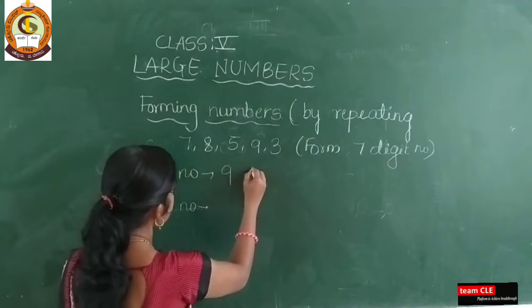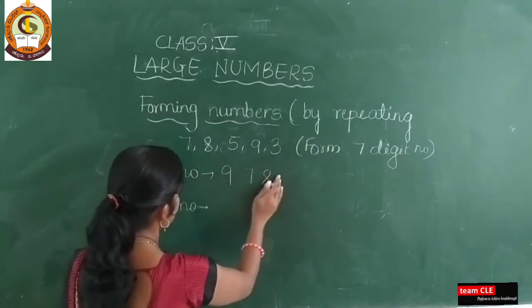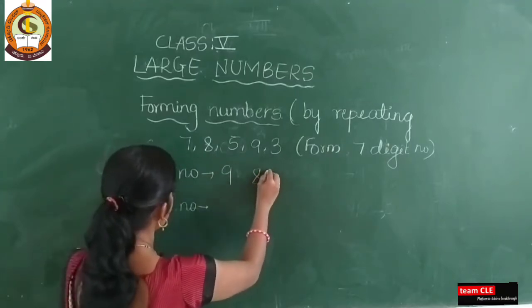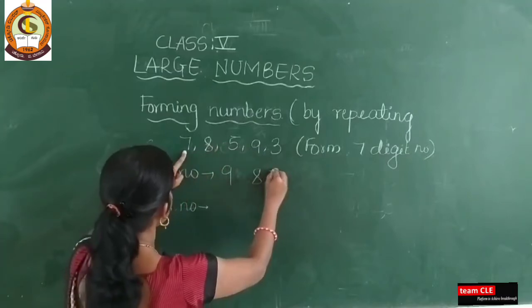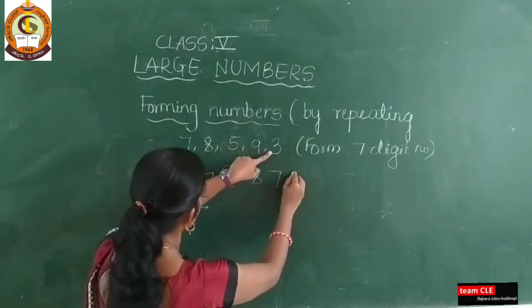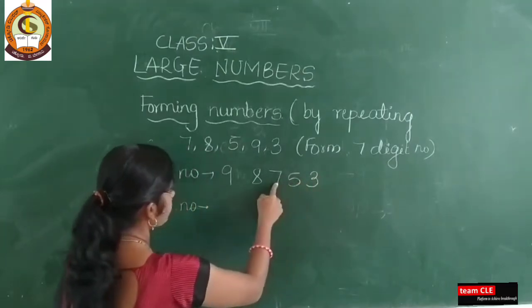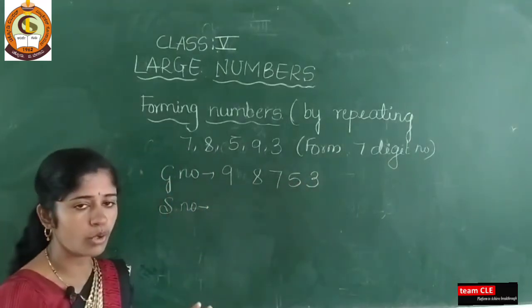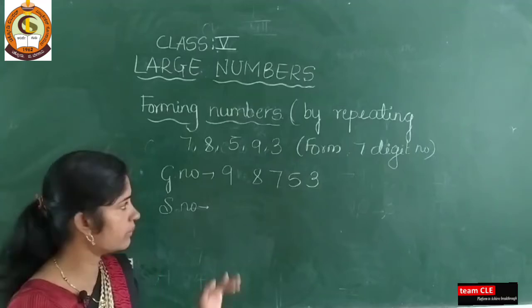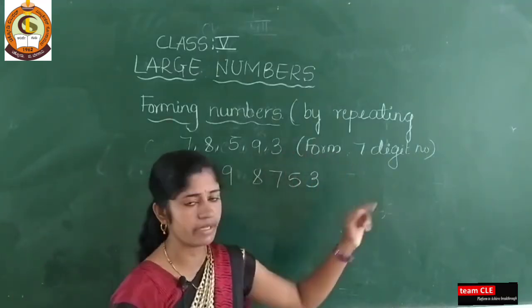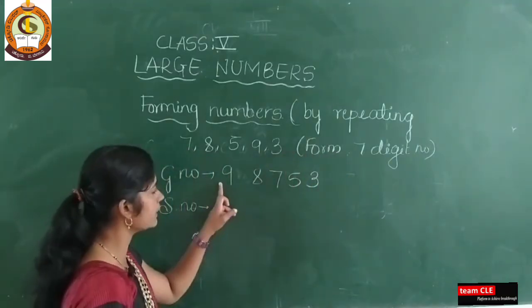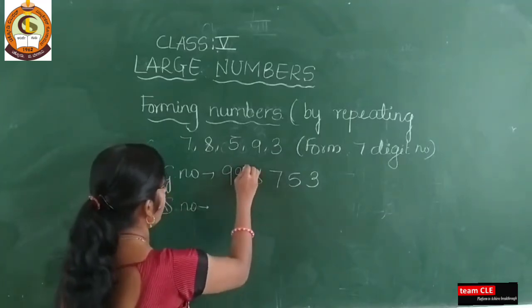Okay, sorry, here 9, 8, 9, 8, 7. Next what will come here? 5. Next 3. 1, 2, 3, 4, 5. Here I wrote the 5 digit greatest number, but the question is to form a 7 digit number. So you have to repeat the greatest number 2 times.